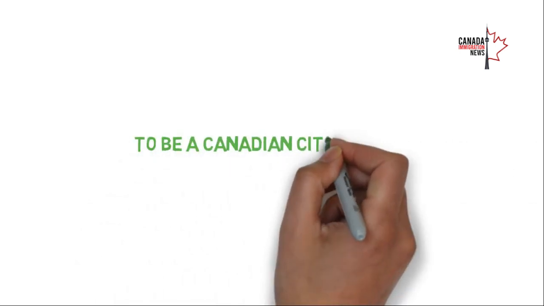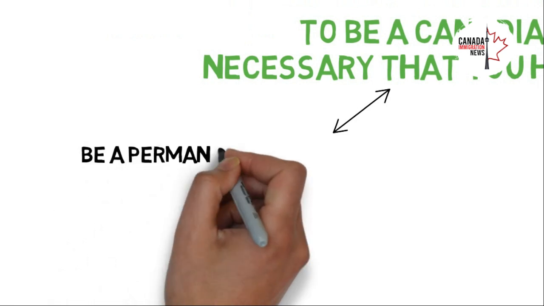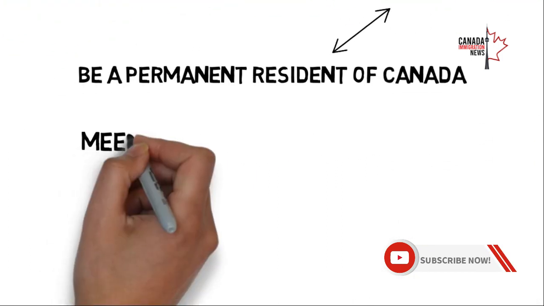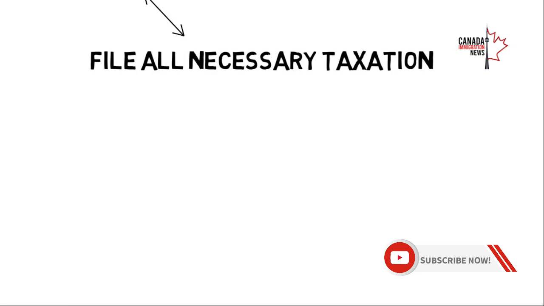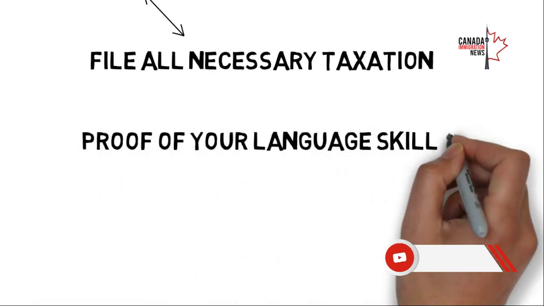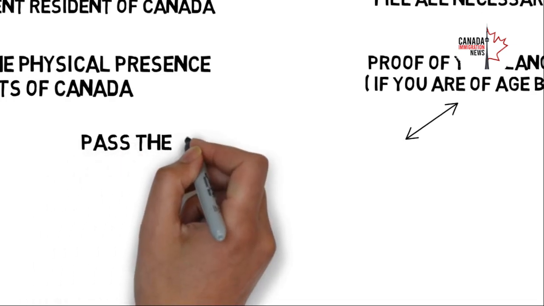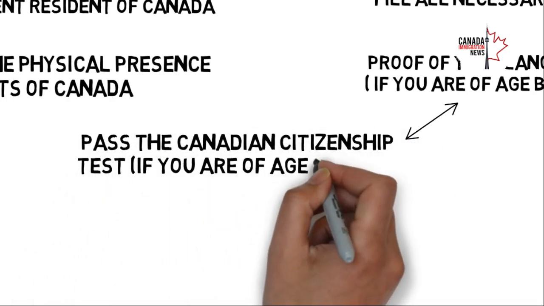To be a Canadian citizen, it is necessary that you hold the following. Be a permanent resident of Canada. File all necessary taxation. Meet all the physical presence requirements of Canada. Proof of your language skills, if you are of age between 18 to 54. Pass the Canadian citizenship test, if you are of age between 18 to 54.